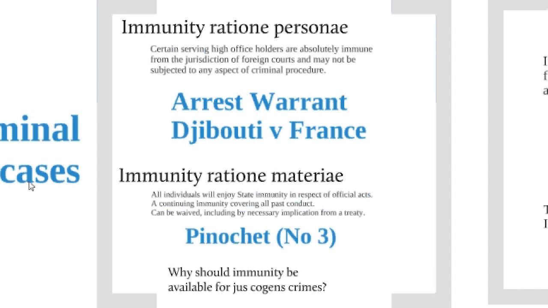However, what the Arrest Warrant case is very clear about is that at least immunity ratione personae, and probably implicitly immunity ratione materiae, are available for international crimes. And so we come back to this question: why should you be able to plead immunity in respect of jus cogens violations? And the ICJ gives the procedure versus substance answer.